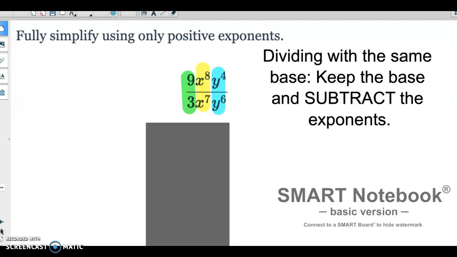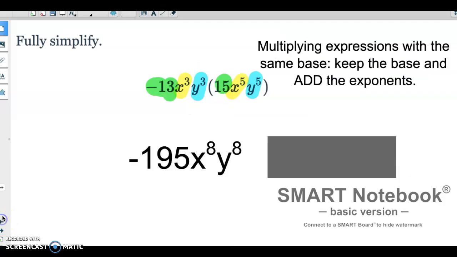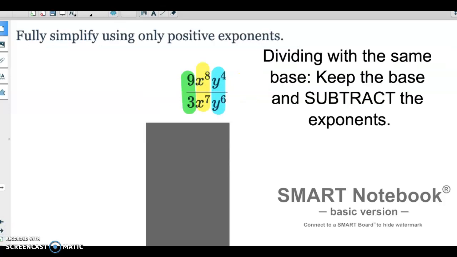All right, so we have 9x to the 8th, y to the 4th, over 3x to the 7th, y to the 6th. So just like in this previous problem where we took our two coefficients and we multiplied them like normal because this was a multiplication problem, we're going to do the same thing here with our coefficients, except instead of multiplying them, we're going to divide them because this is a division problem. So your coefficients, those numbers that are just out in the front, we are going to just divide those like normal. So 9 divided by 3 gives us 3.